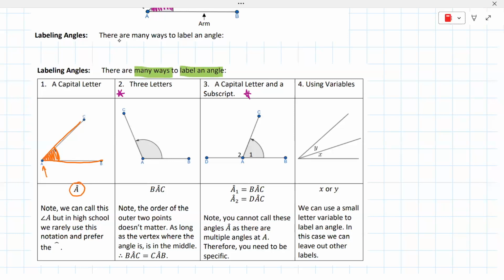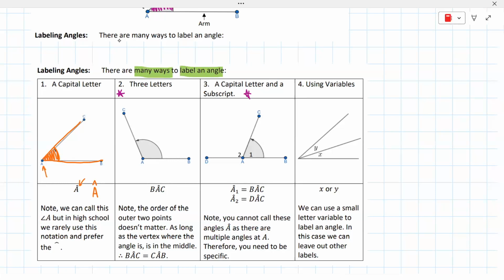In grade 7, you probably used the notation with a sideways or slanted L and then A, so angle A. But what we now need to be comfortable with in high school is this little hat on top of the A. So we write A and we put a little hat on top of it, and that says that we are working with angle A.